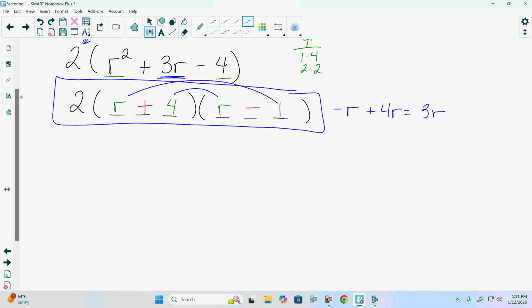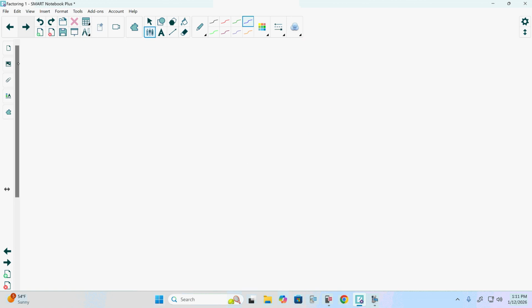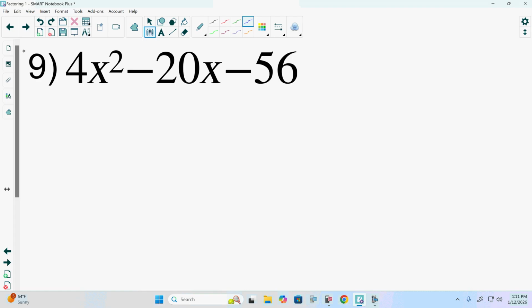Questions on this here? Four x squared minus 20x minus 56. Is there a greatest common factor between these three terms? Yes, and the greatest common factor is 4. If there's a greatest common factor, we need to factor it out, especially if the first term is negative. If that x squared term is negative, we need to factor out the negative.